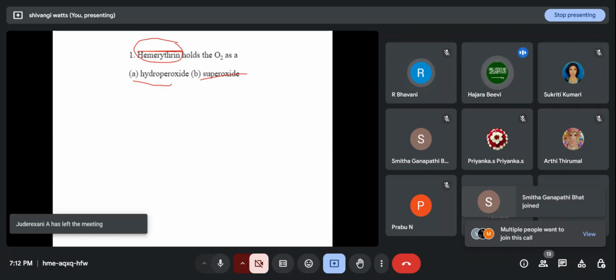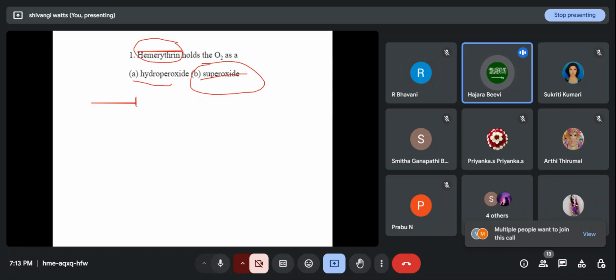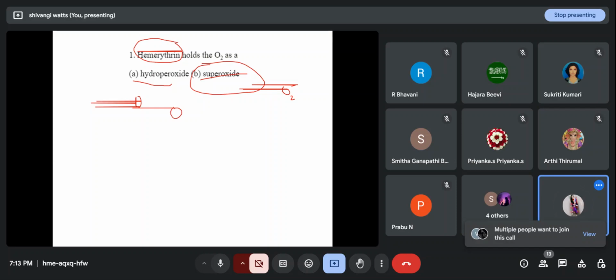Superoxide. So in superoxide, oxygen will exist in which form? O2 minus. Right. And in hydroperoxide, O2 2 minus.